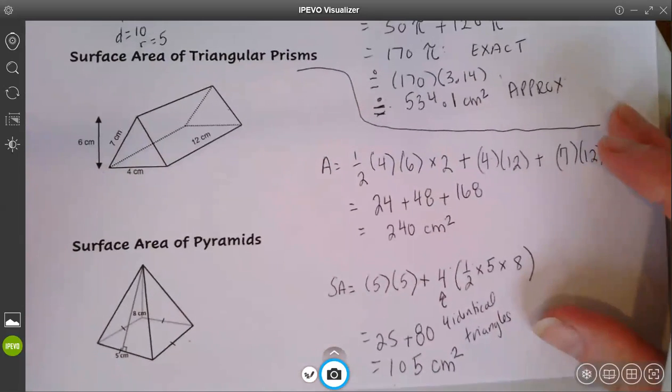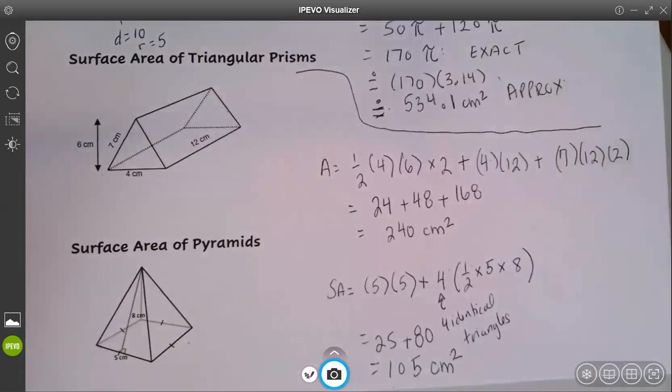And now we've taken you through the calculations for surface area of rectangular prisms, cylinders, triangular prisms, and pyramids.